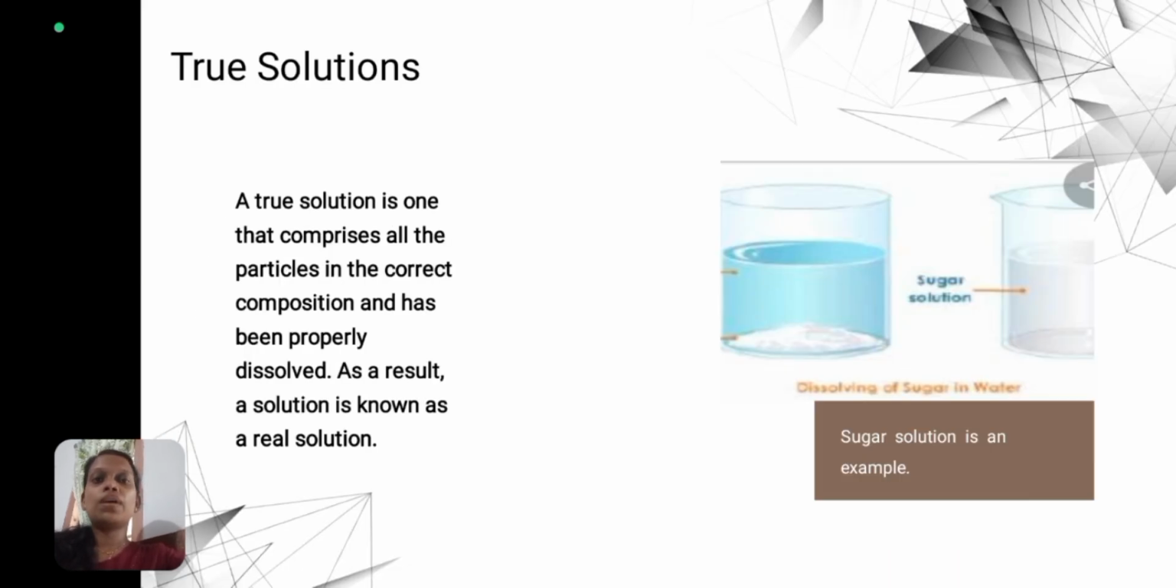Then what do you mean by a true solution? A true solution is the one that comprises all the particles in a correct composition and has been properly dissolved. As a result, this type of solution is known as a real solution. For example, a sugar solution is prepared by dissolving sugar in water, which is a clear solution.